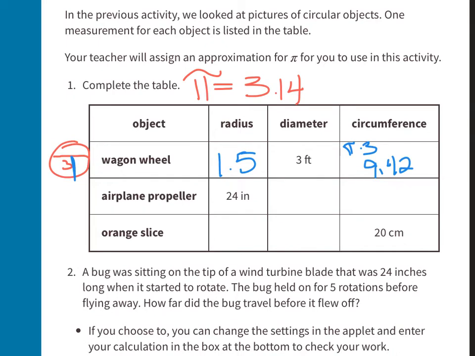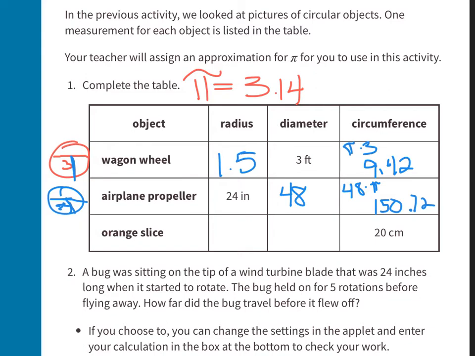Okay, now my airplane propeller, the radius was 24. So to find the diameter, 2 radiuses. So my radius is 24. I need to find the diameter, so that's all the way across. So 24 times 2 is 48. And then in my calculator, I'm going to go 48 times 3.14. 48 times pi, and I get 150.72.